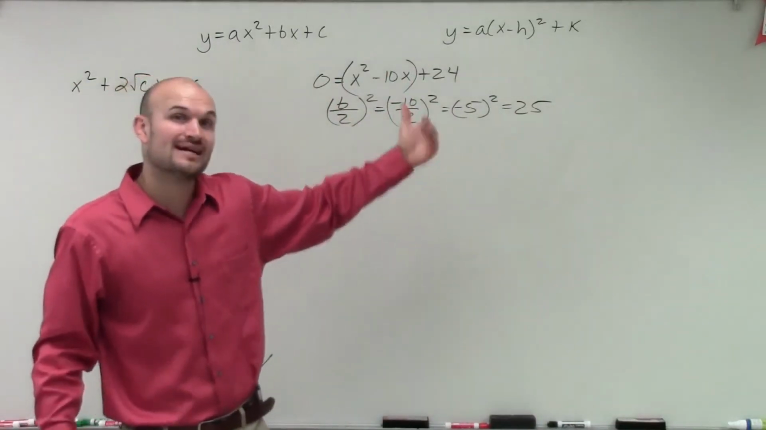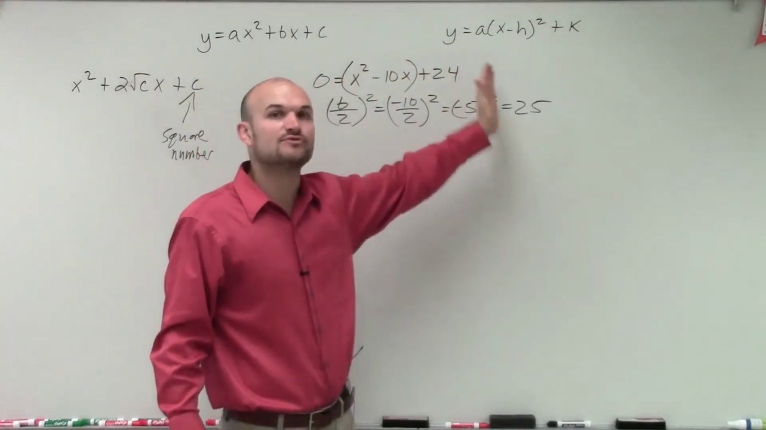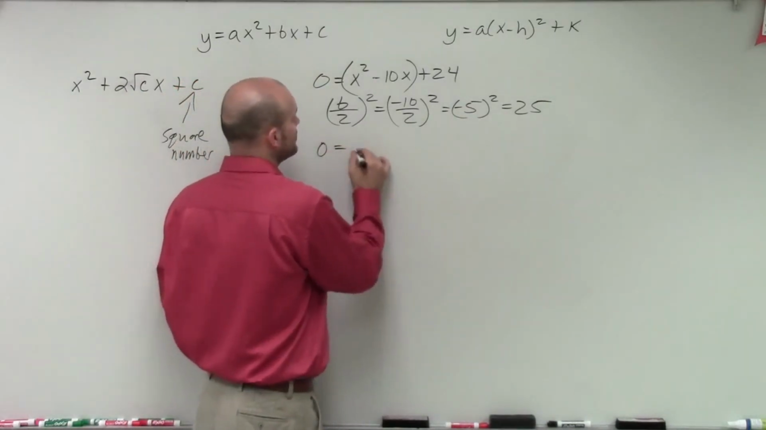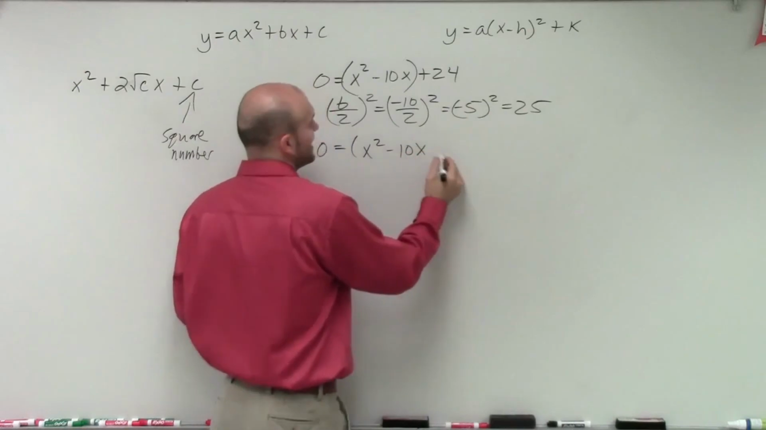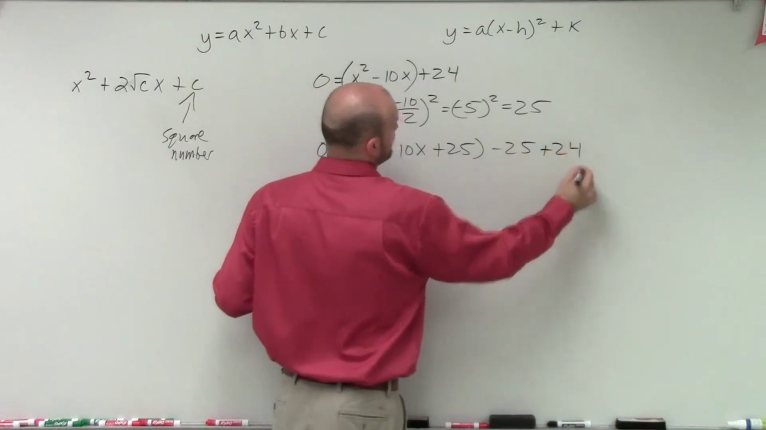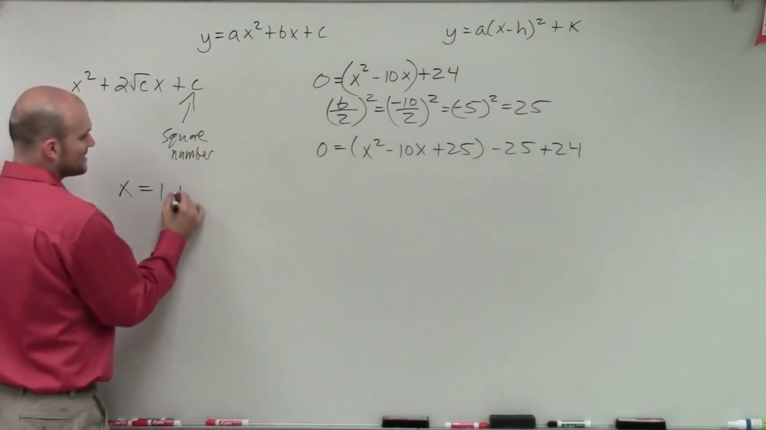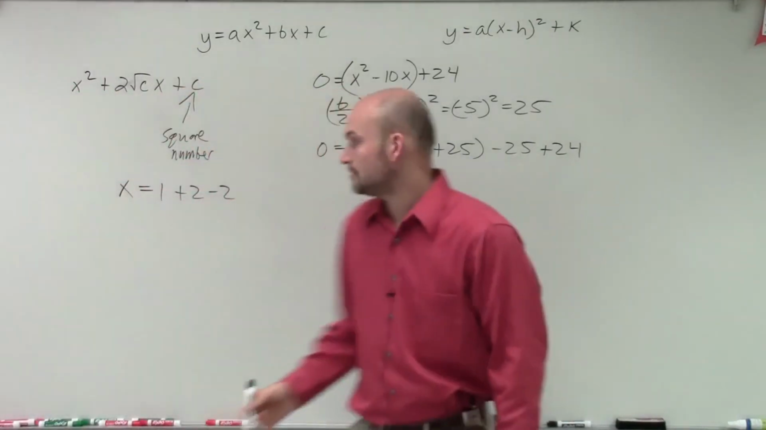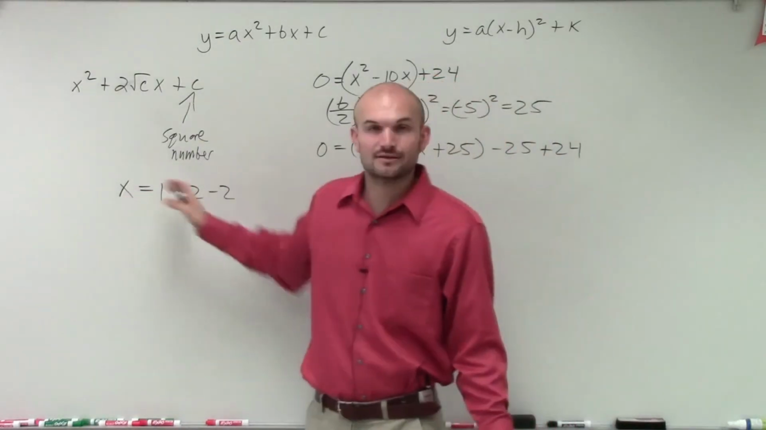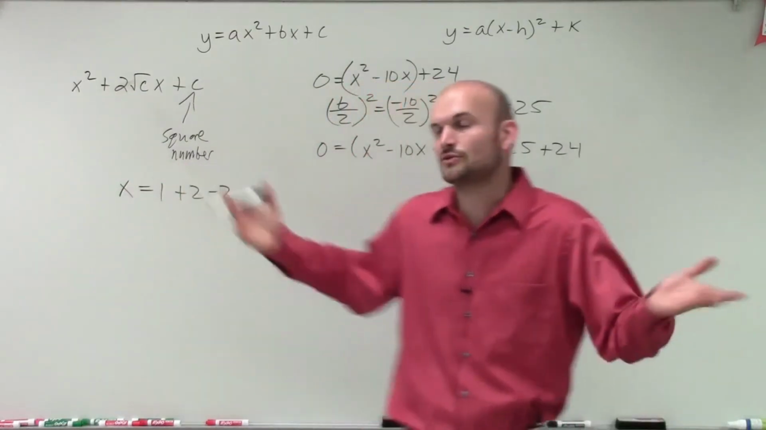But since I'm adding it on the right side of the equation, I need to either add it on the left side of the equation, or I can simply add and subtract it on the same side. And that's not going to affect my solution. So 0 equals, parentheses, x squared minus 10x plus 25, minus 25 plus 24. And just real quick, a lot of students have trouble with this. If I say x equals 1, and then I say plus 2 minus 2, I didn't change that answer at all just by adding 2 and subtracting 2. Since I did it on the same side, my solution is still true. x still equals that 1 because those plus 2 minus 2 still go to 0.